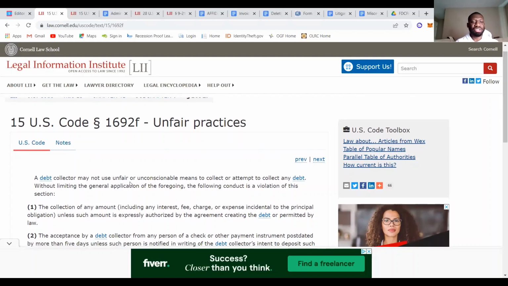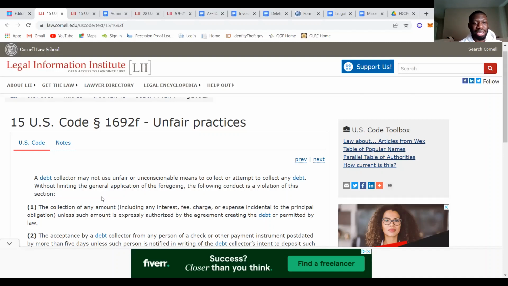So a debt collector may not use unfair or unconscionable means to collect or attempt to collect any debt. So what does that mean? A debt collector may not use unfair means to collect or attempt to collect any debt. We're going to get into what unfair is, but just within the first sentence, we already have an idea that we're going to get a lot of violations in 1692F. And remember, when something is redundant, similar to previous sections, you can combine those violations. You're just getting more money for what you're disputing. So keep that in mind.